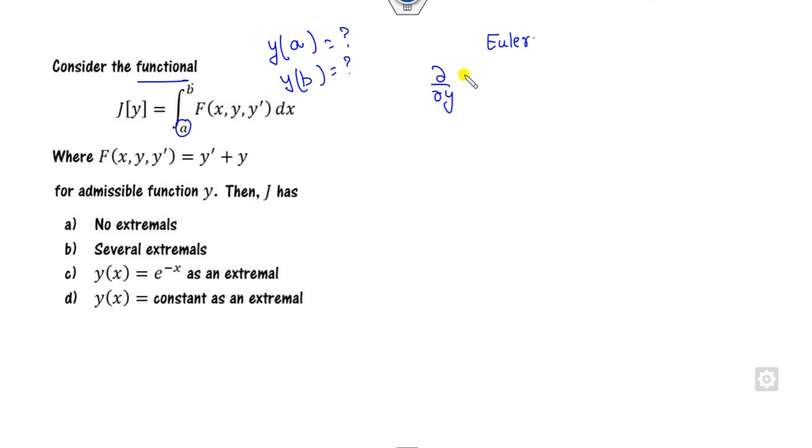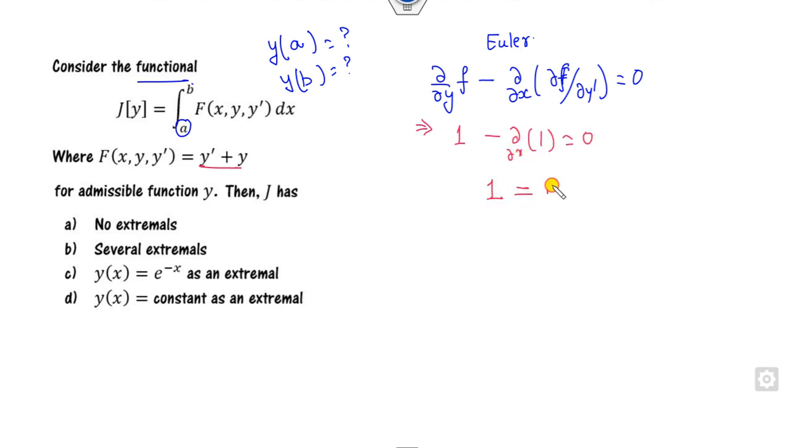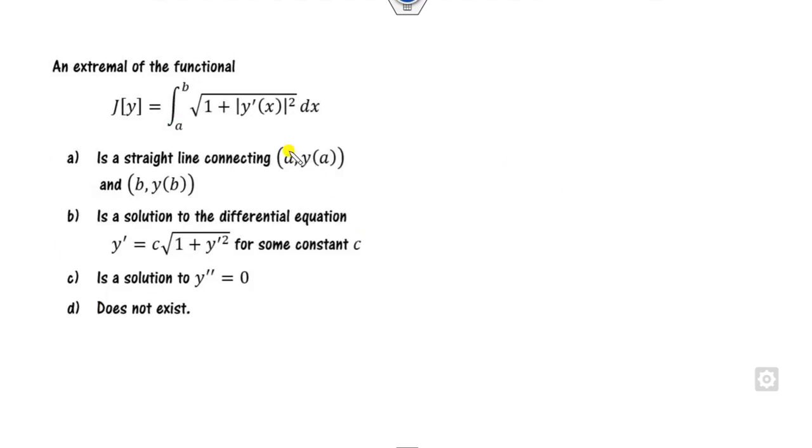You always start from here: f minus the partial derivative of f over y dash is 0. So if you substitute, this is my f, 1, and the partial derivative of 1 is 0. So what is the answer? 1 is 0, which is not possible. So what is the meaning of that? There is no extremal existing for this problem. Rest all are cancelled.